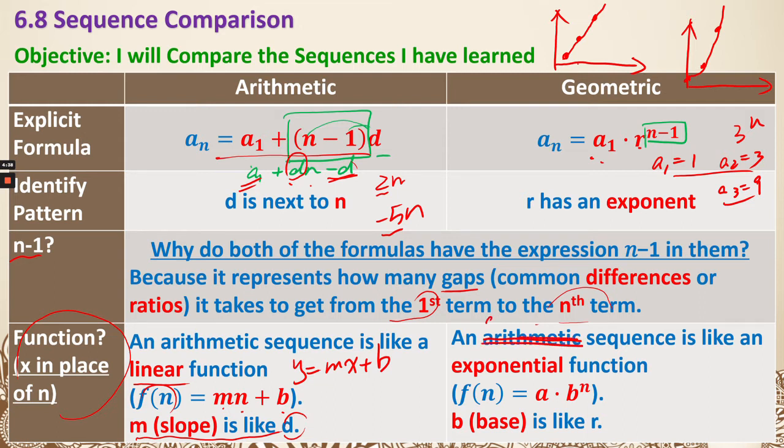This should be a geometric sequence is like an exponential function. And this is something we have learned in Unit 4, a times b to the nth power, which almost looks exactly like the explicit formula for a geometric sequence. And that is why the b, the base, is like our r, the common ratio. So that means whenever you see an arithmetic sequence, it's going to be a linear function. And whenever you see a geometric sequence, it's going to be an exponential function.